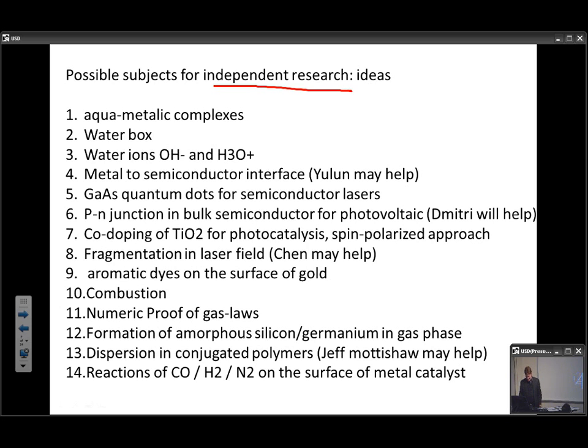14. Solvated ions, metallic ions with water, many water molecules. One water molecule out of those can be ionized, and it can bring some features into electronic structure. This could be interesting. Then interface between metallic and semiconductor nanostructures, particles, and we have a person who is trying to do these things actively. Then quantum dots that are specific for creating semiconductor lasers.